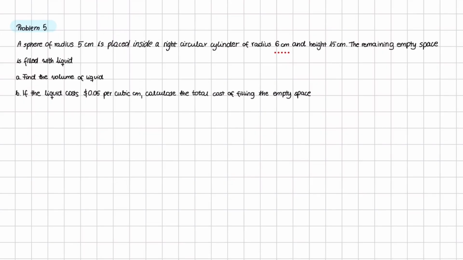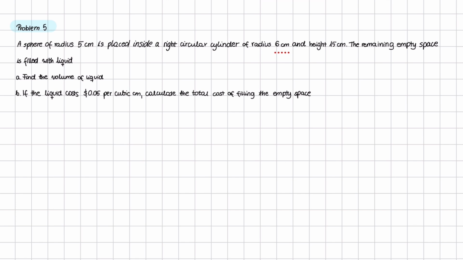Problem 5. A sphere of radius 5 centimeters is placed inside a right circular cylinder of radius 6 centimeters and height 15 centimeters. The remaining empty space is filled with liquid. A. Find the volume of liquid.